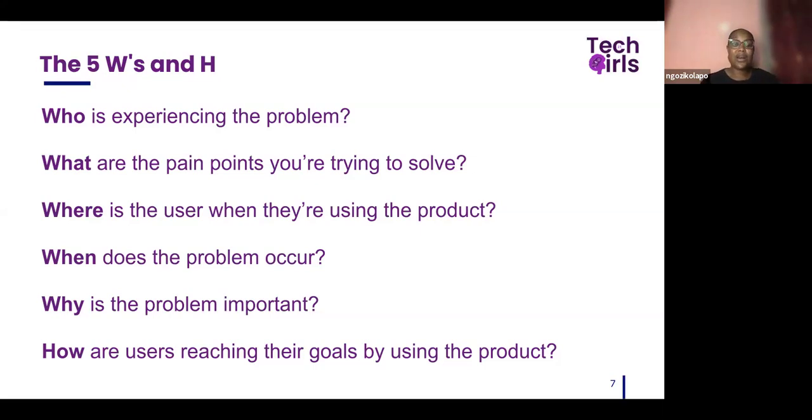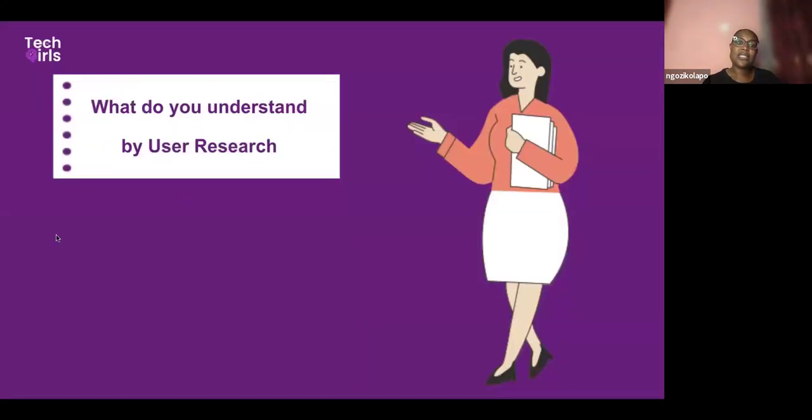Then the H is how. How are users reaching their goals by using this product? How are they reaching their goals by using this product? So those are the things we are going to consider, the 5 W's and H, when we are talking about problem statements. I hope we understand.